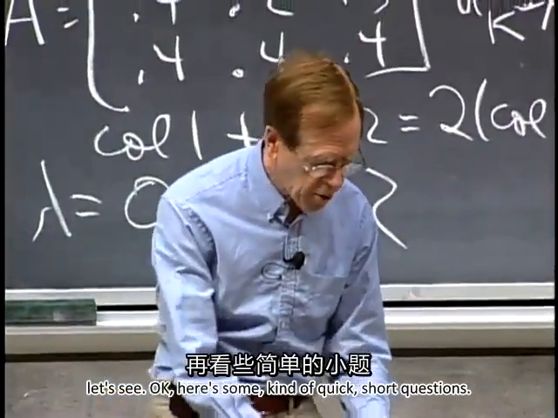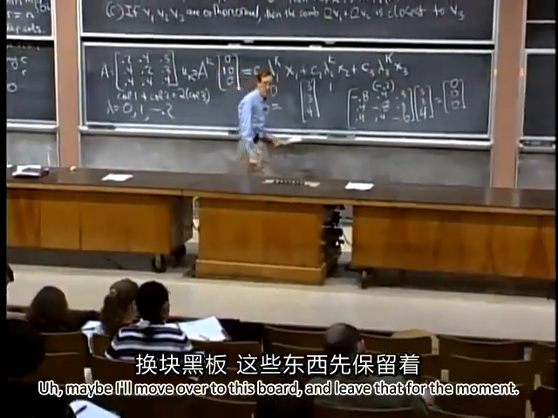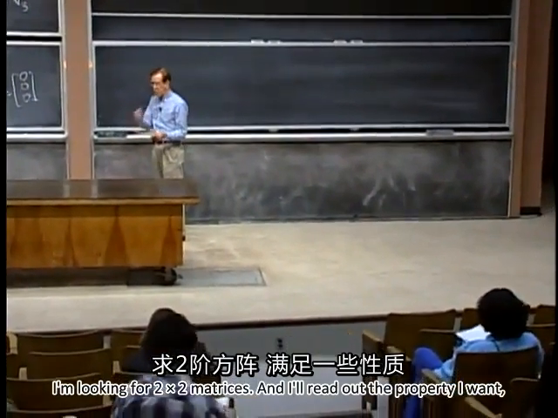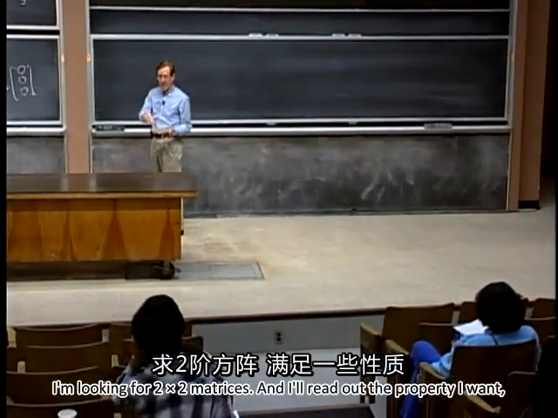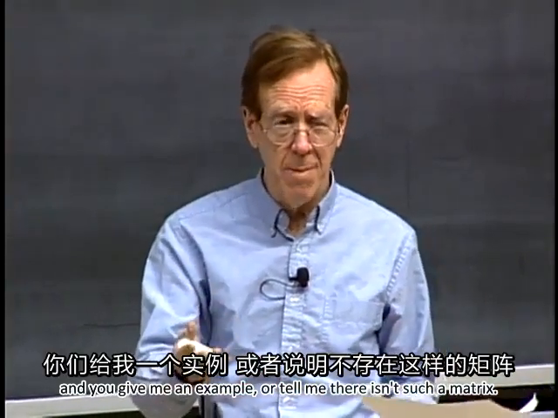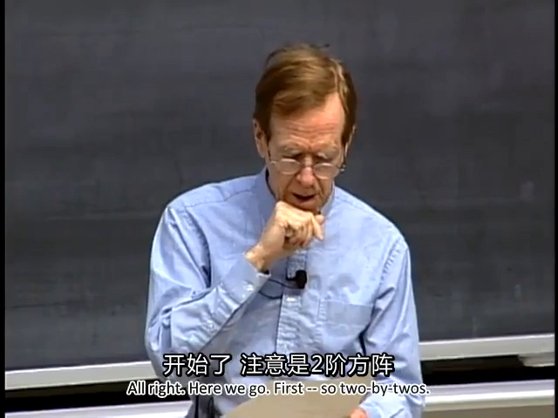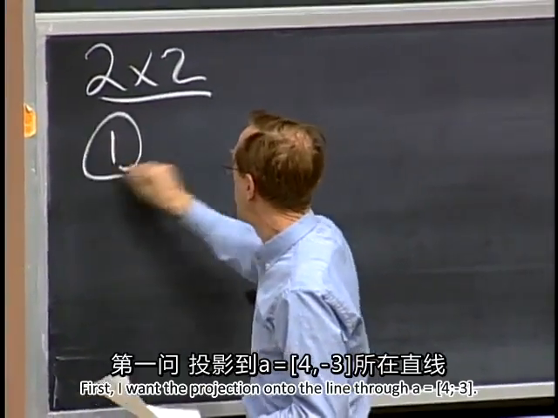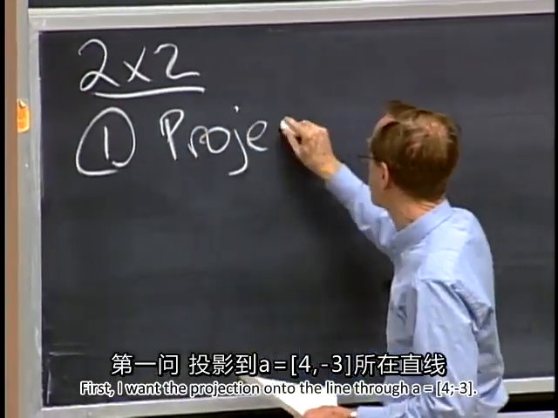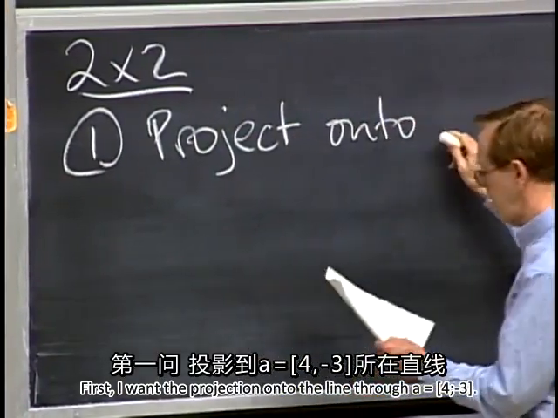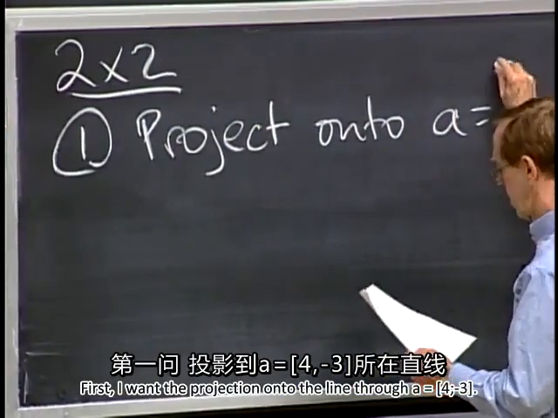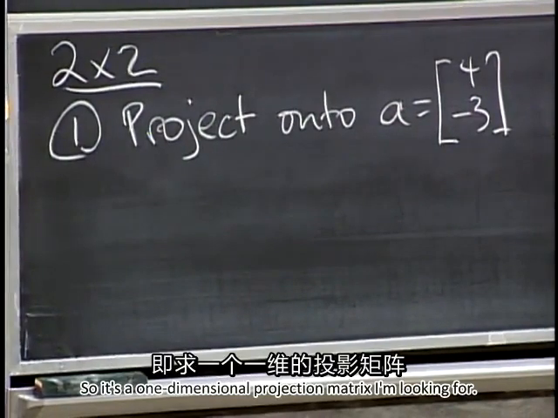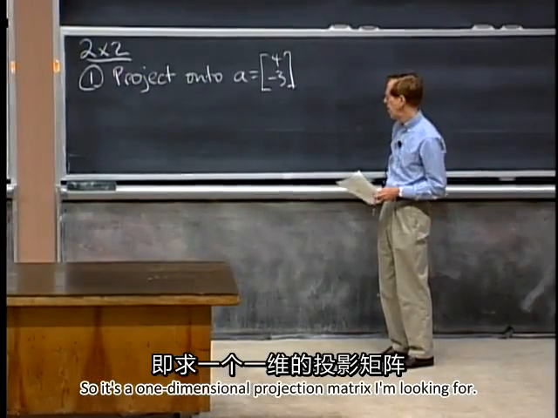Okay, here are some quick, short questions. Maybe I'll move over to this board and leave that for the moment. I'm looking for 2-by-2 matrices. I'll read out the property I want, and you give me an example, or tell me there isn't such a matrix. All right, here we go. First, 2-by-2s. First, I want a projection onto the line through a equals (4, -3). So it's a one-dimensional projection matrix I'm looking for.